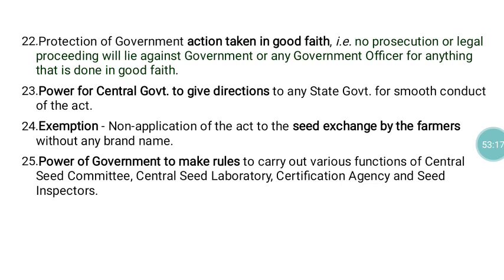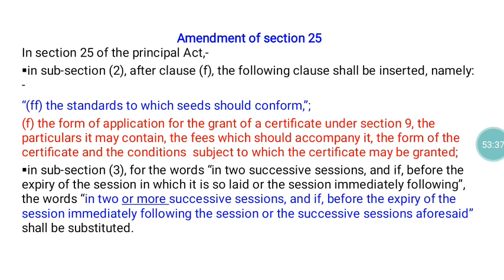And then Section 25, the power of the government to make rules. Now and then they can make rules with reference to the effective functioning of the Central Seed Committee, Central Seed Testing Laboratory, Seed Certification Agency, and Seed Inspector. Apart from that, some words were also modified, which is there in the amendment. This is not that important.